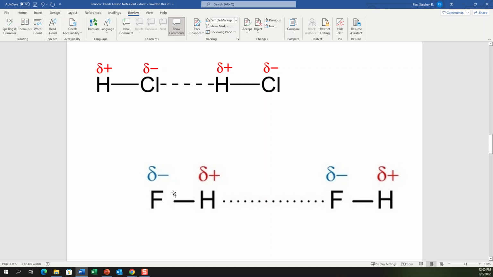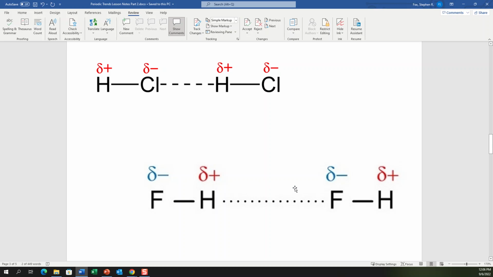Well, two things. You know that fluorine is more electronegative than chlorine. So this polar bond is more polar than that polar bond. What does that mean? It means this partial negative is higher in magnitude than that partial negative. It means that this partial positive is higher in magnitude than that partial positive. So this interaction is going to be stronger because this positive is higher than that positive, and this negative is higher than that negative. So that interaction is not going to be as strong as this interaction.